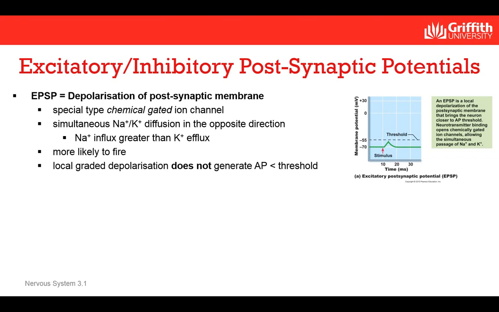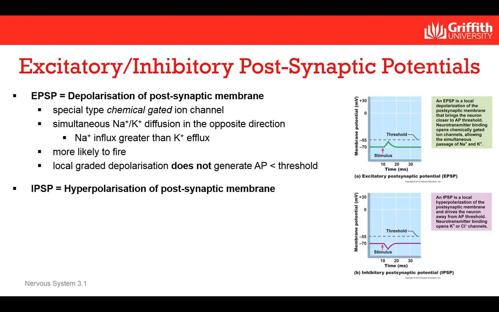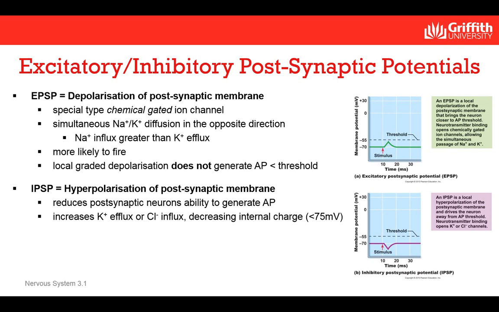Inhibitory postsynaptic potentials occur with hyperpolarization of the postsynaptic membrane. That is, when neurotransmitters bind at inhibitory synapses, they reduce the postsynaptic neuron's ability to generate an action potential. The inside of the membrane becomes more negative, decreasing the membrane potential, making it less likely that the neuron will fire. Larger depolarizing currents would be required to induce an action potential.